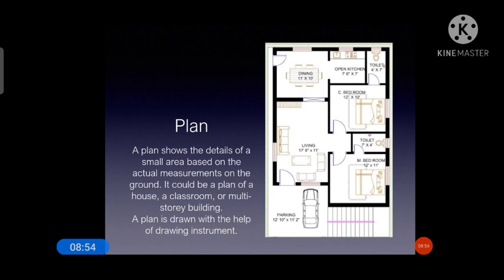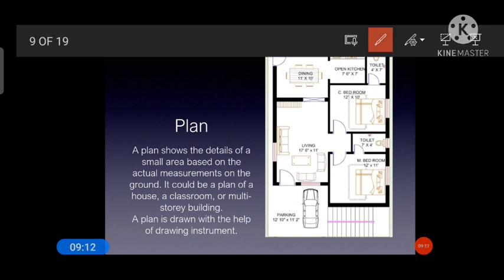Now moving on to the next topic, that is the plan. Now what are plans, or what is a plan? A plan shows the detail of a small area based on the actual measurement of the ground. You can just see the image of a plan here.